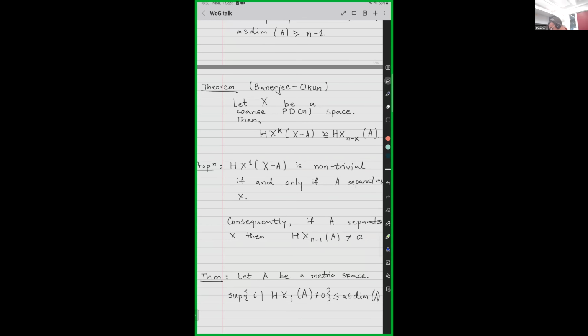There's a theorem by Banerjee and Okun which says that if X is a coarse PDn space, then the kth coarse cohomology of X minus A is isomorphic to the (n minus k)th coarse homology of A. And here we are thinking of X minus A as a pseudometric space. So on X minus A, we have the following metric: d_A(x,y) is the minimum of the distance of x, y, and the distance of x to A plus the distance of y to A.